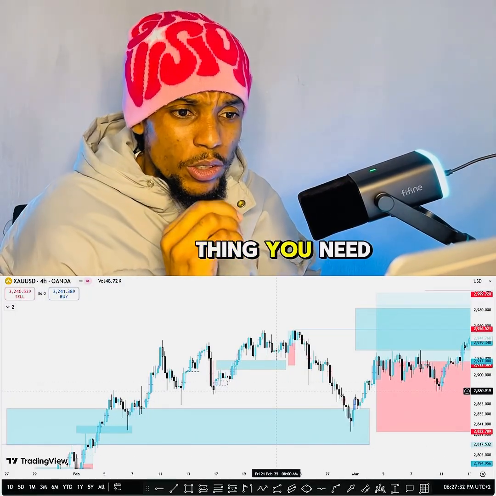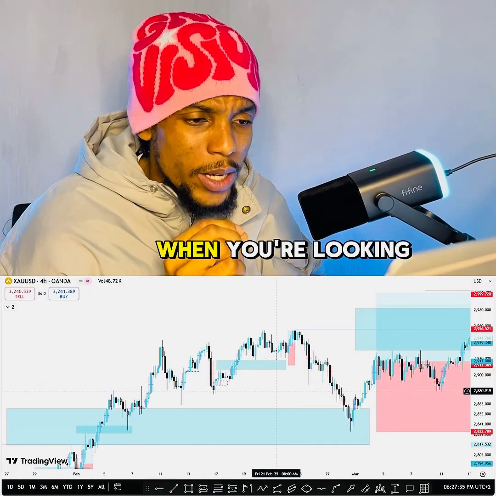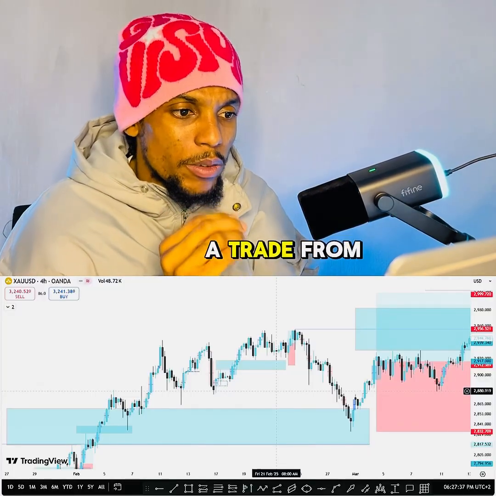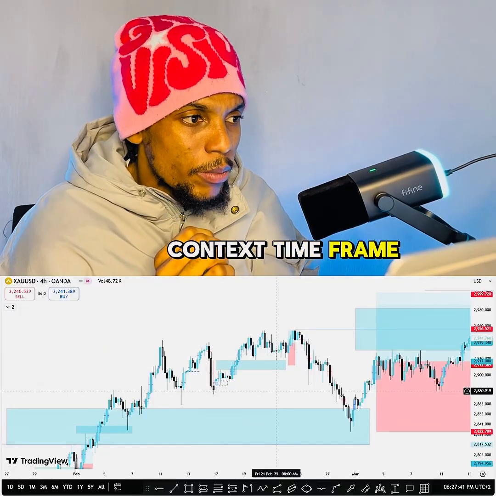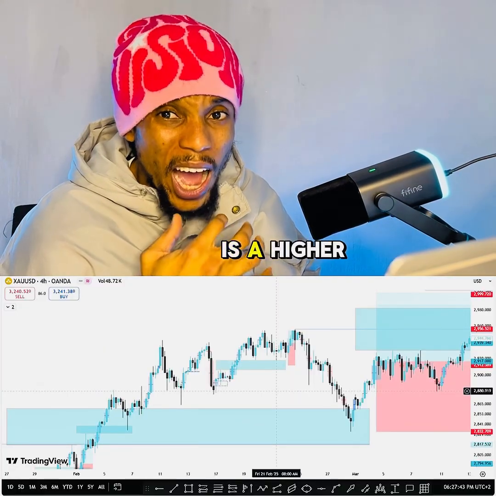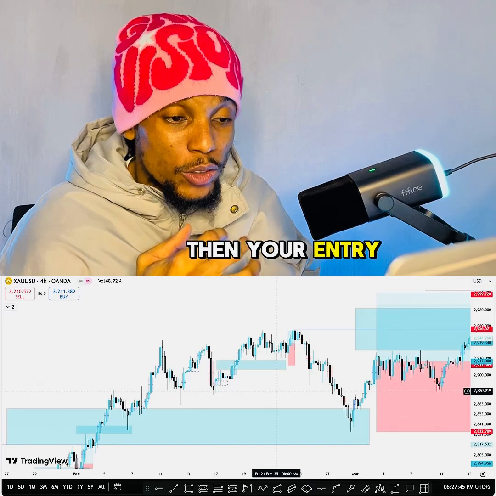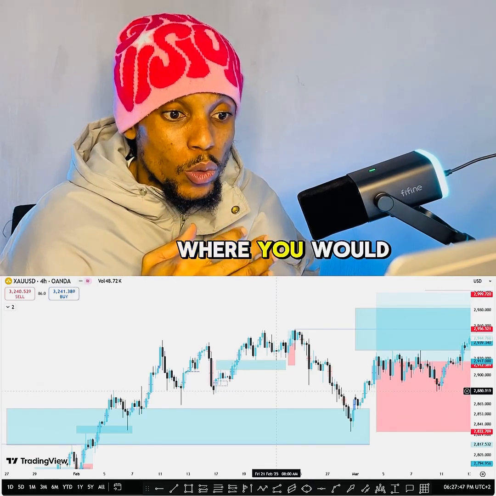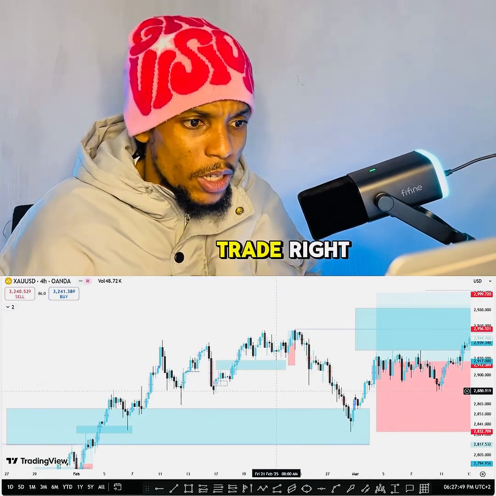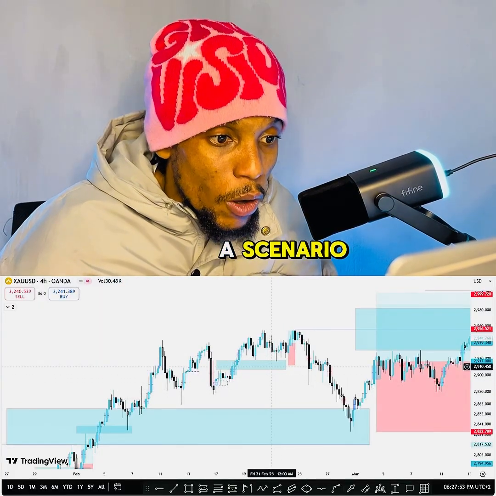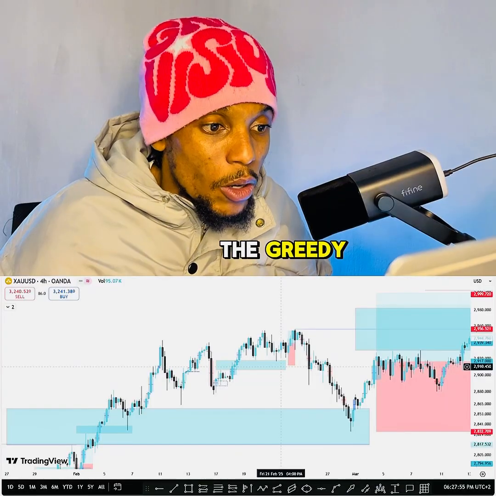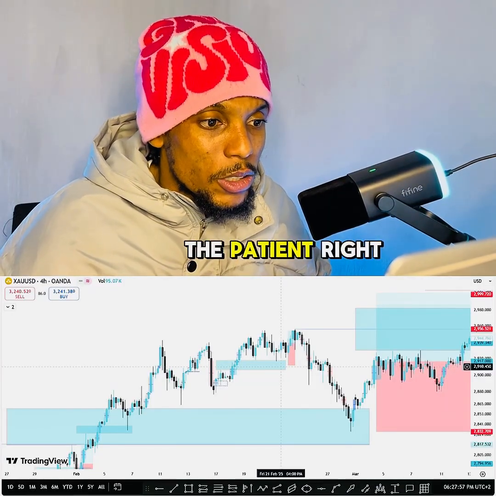So one thing you need to understand is this: when you're looking to take a trade from a particular point of interest, which is your context time frame, when I say context time frame, it is a higher time frame, and then your entry time frame is the lower time frame where you would want to see a price action to enter the trade, right? So in this particular case, this is actually a scenario of how the market takes from the greedy or the impatient and gives to the patient, right?